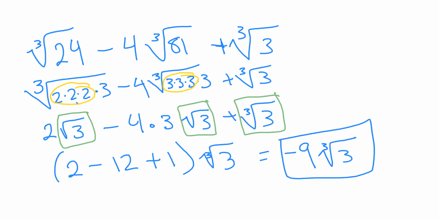So even though it didn't look like we could combine these terms initially, you have to simplify completely first in order to see if you actually have like radicals or not. Let's go on to the next problem.